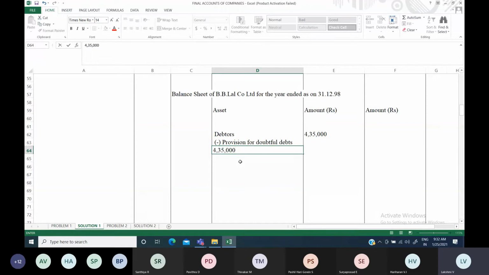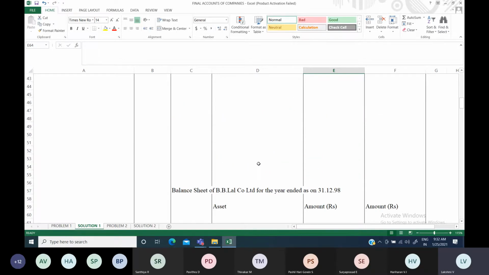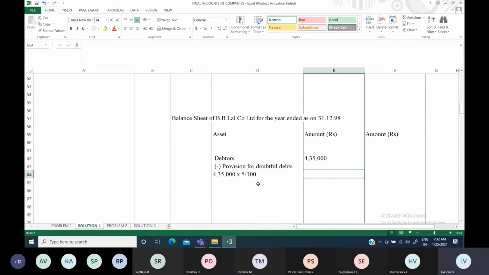If bad debts were there, we would subtract the bad debts and calculate on the resulting amount. But now there is no bad debts. Straight away, provision for doubtful debts only. So 4,35,000 into 5 divided by 100. Just find out how much amount you are getting. So that will be your provision for doubtful debts. This is new, actually. Okay, adjustment, whatever information is given, is the new provision for doubtful debts. This will be taken to the profit and loss account. Okay, just find out how much you are getting.